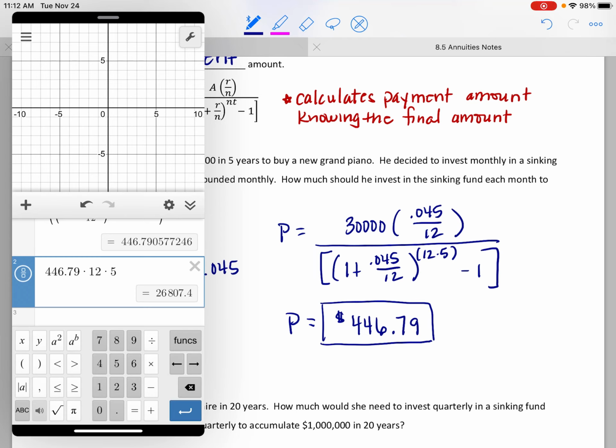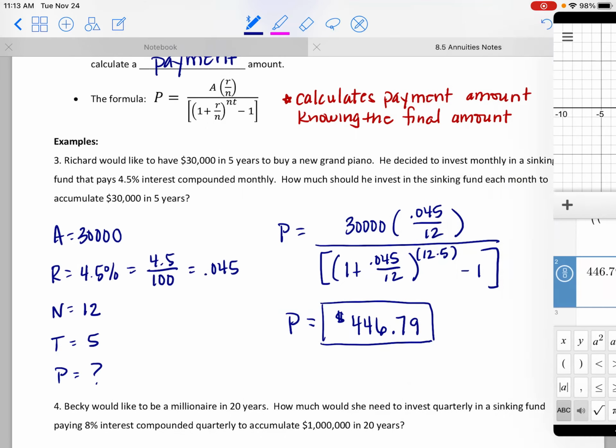Now that's not near the amount of interest that he was earning on the first two problems, and that's because those investments were a much longer term than 5 years. But still, if you're saving money on your own, making the same payment amount every month for 5 years, you're only at $26,800, where there's an extra $3,000 in interest earned if you put it into an annuity. Okay, so things to consider.